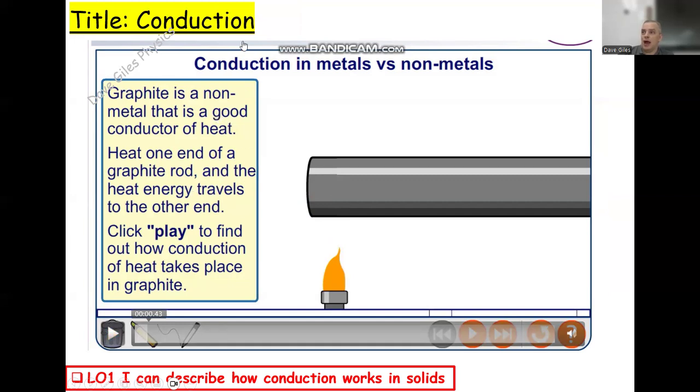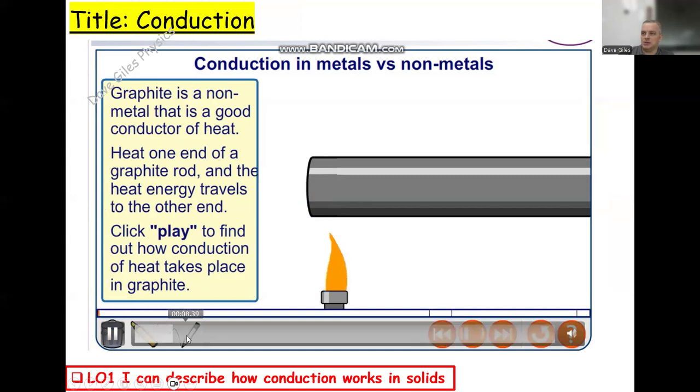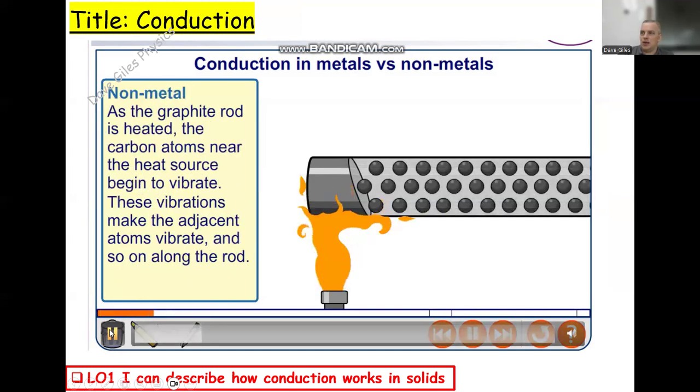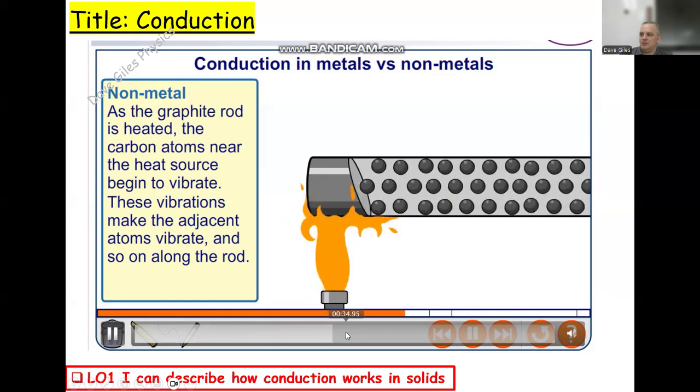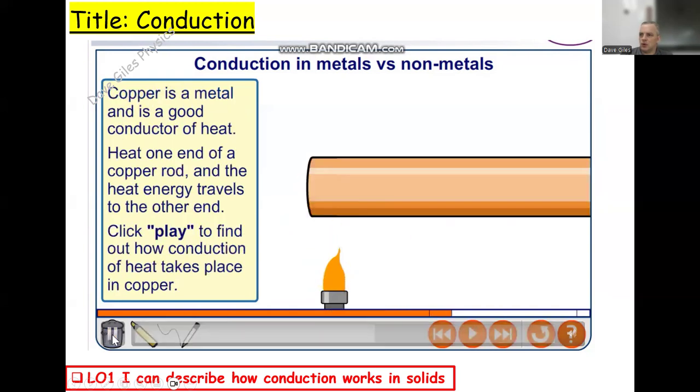We'll start off by looking at a non-metal, which is graphite. Heat one end of the graphite rod, and the heat energy travels to the other end, as you can see here. One atom vibrating causes the next one to vibrate, and so on. However, in a metal such as copper, which is a good conductor of heat, if you heat one end of the copper rod and the heat energy travels to the other end, it happens a little bit quicker than in a non-metal.